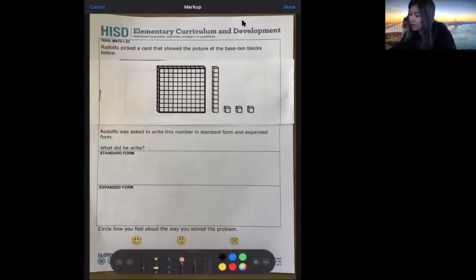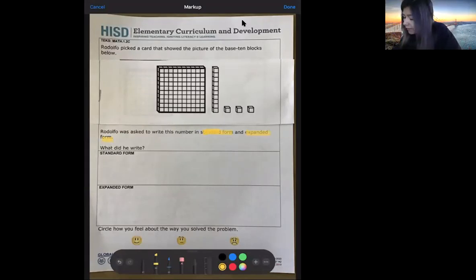Rodolfo picked a card that showed the picture of the base 10 blocks below. So as we can see here, Rodolfo was asked to write this number in standard form and expanded form. So I'm going to go ahead and take my highlighter, and I'm going to highlight standard form, expanded form. So what did he write?